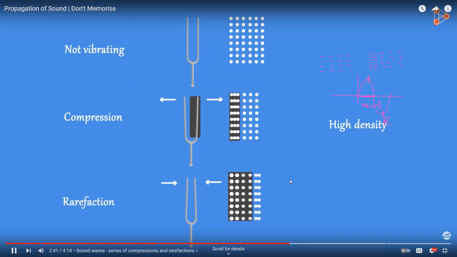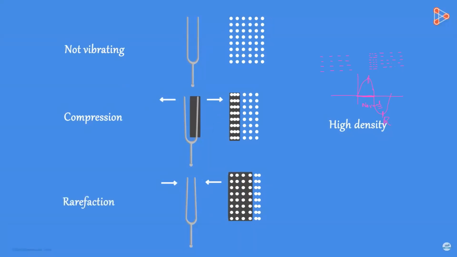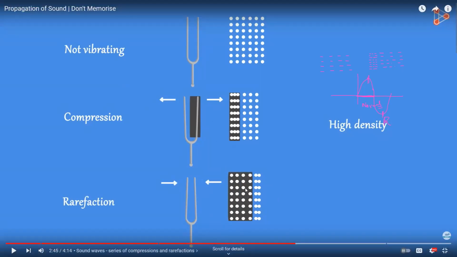Also called rarefaction. We see that at this point, this density is lesser than normal density or more than the normal density? Lesser than normal density. That is why we call it what? Rarefaction. So please remember that. All of you understand? Everybody?